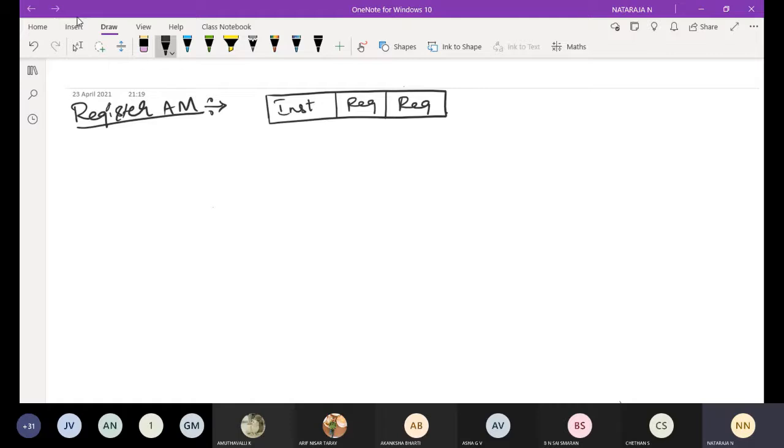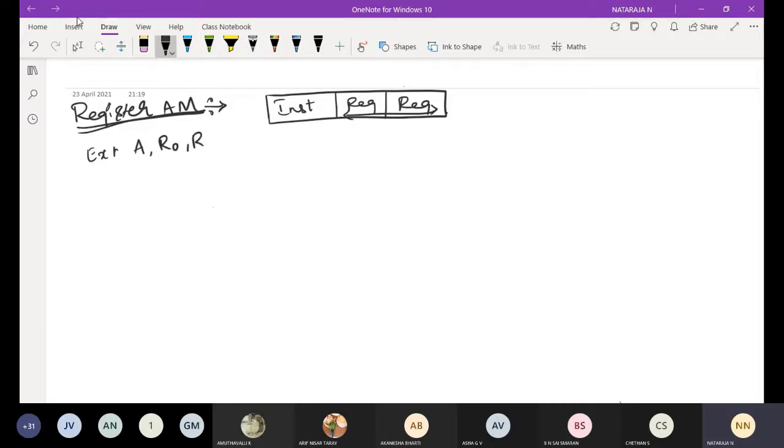See, the name itself indicates register addressing mode. Here we are going to use register to register. Source to destination will be register to register. The names of the registers are used as a part of the instructions. Examples. I am going to take an example of registers. What are the different types of registers? Can anyone tell me?